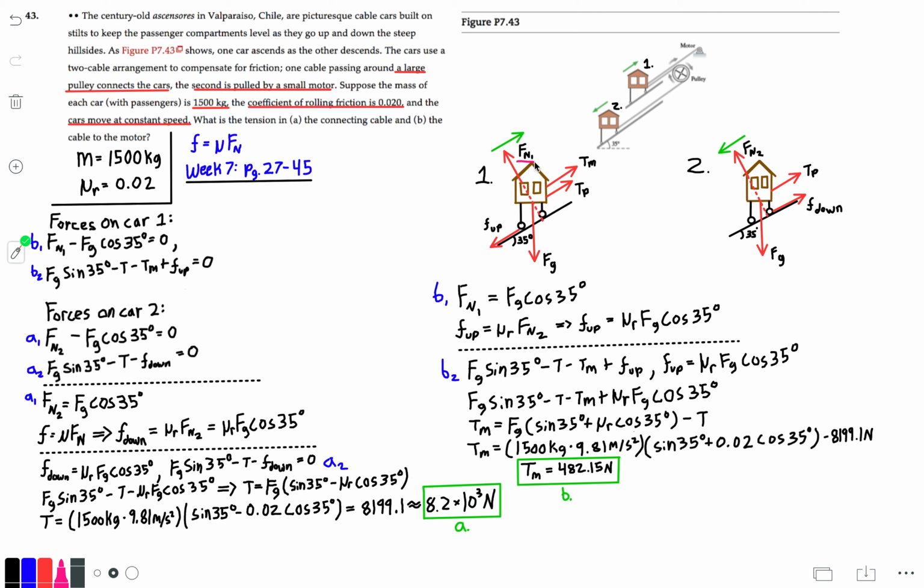For car 1, we have the normal force, the tensile force from the motor, the tension force from the pulley, and the force due to gravity, as well as the frictional force for the upward moving car. For the second one, pretty much everything is the same, except now we have the frictional force in the downward direction, and just the pulley force, because we don't have a motor attached to this car.